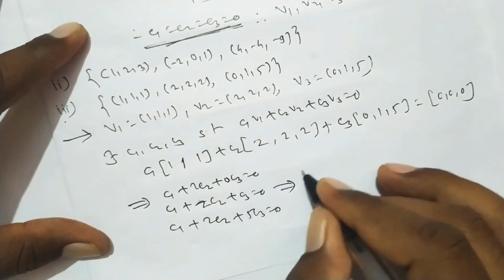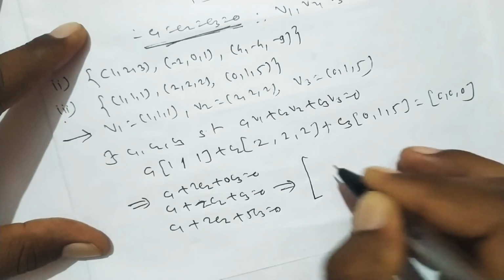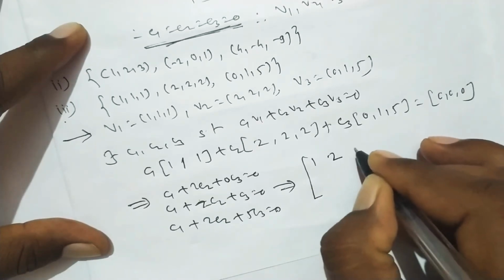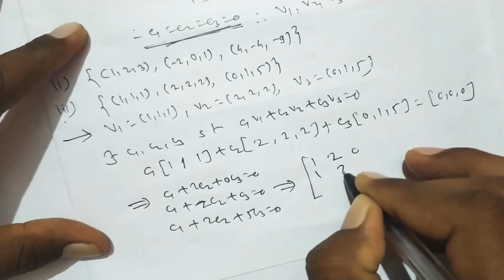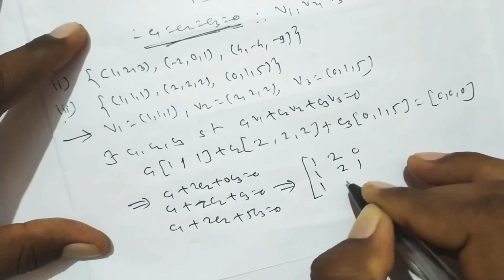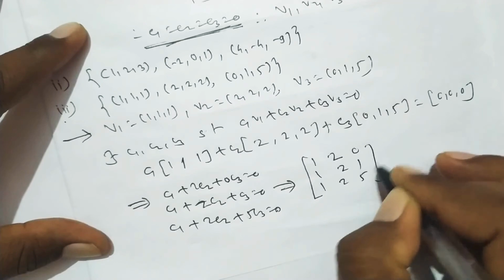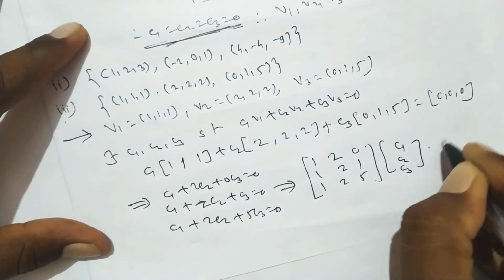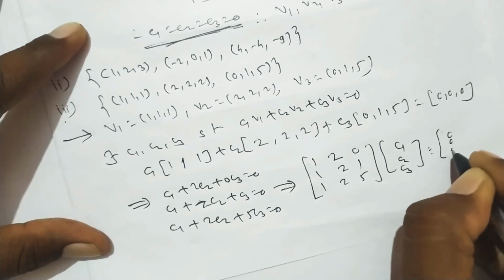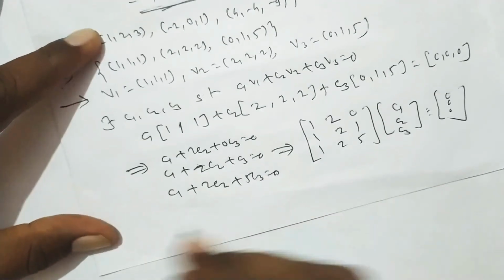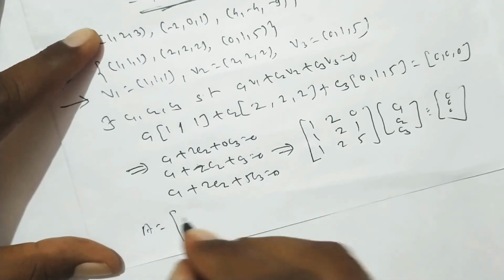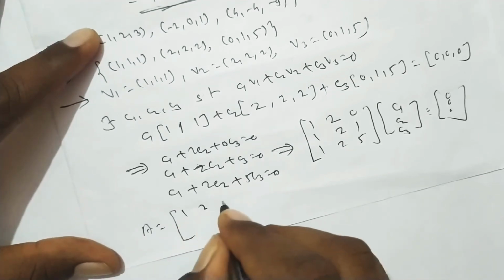So we have to find the solution of this homogeneous system, and we solve this system using the matrix method. So try to write it in matrix form. First row is 1 2 0, second row is 1 2 1, third row is 1 2 5, into c1, c2, c3 equal to 0 0 0. So we want c1, c2, c3: consider matrix A and reduce to canonical form, or consider the augmented matrix AB, because the B matrix is 0 here.